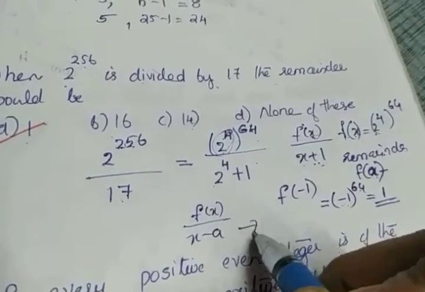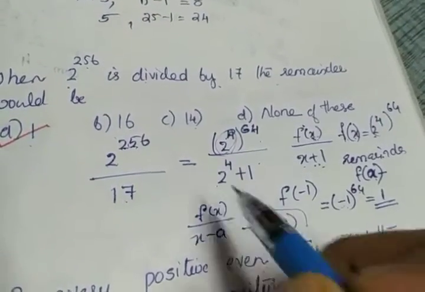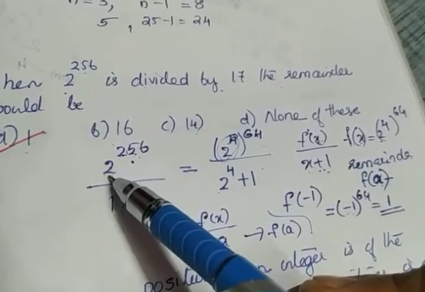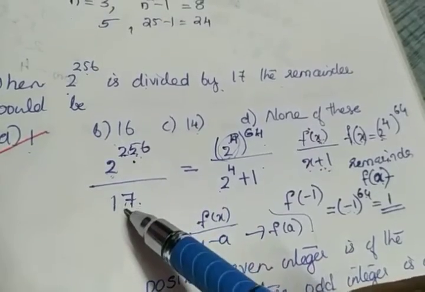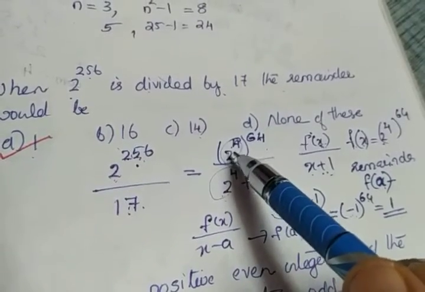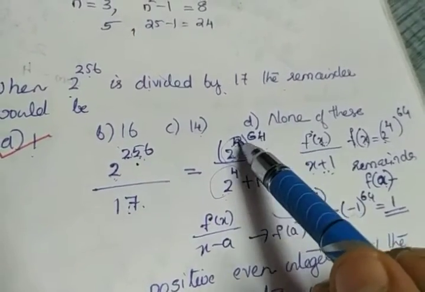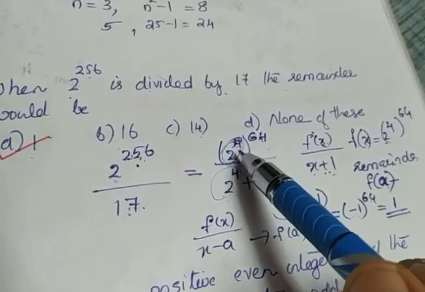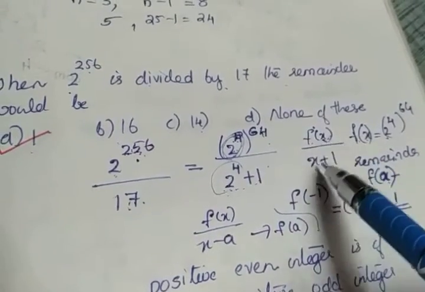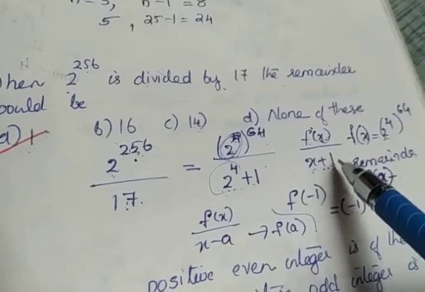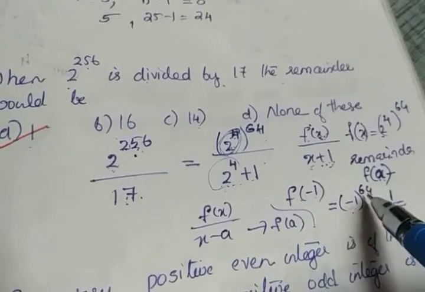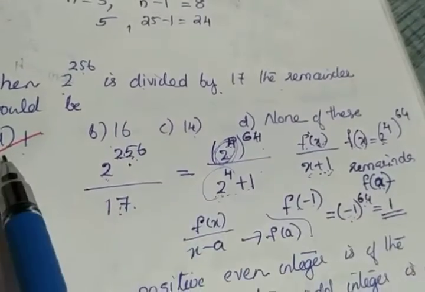So we have a theorem stating that if f of x is divided by x minus a, the remainder will be f of a. Like that, you are converting the given number in terms of 2. Why are we taking 2? The numerator is 2 raised to 256. So we are converting 17 as 2 raised to 4 plus 1. Since we converted as 2 raised to 4, the numerator also we need to convert, so we are getting 2 raised to 4 raised to 64. This we take as x. So the numerator will be x raised to 64 by denominator x plus 1. So now it is of the form f of x by x minus a, where a is minus 1, and its remainder will be f of a. f of minus 1 gives you minus 1 raised to 64, which is 1. And the option is option A.